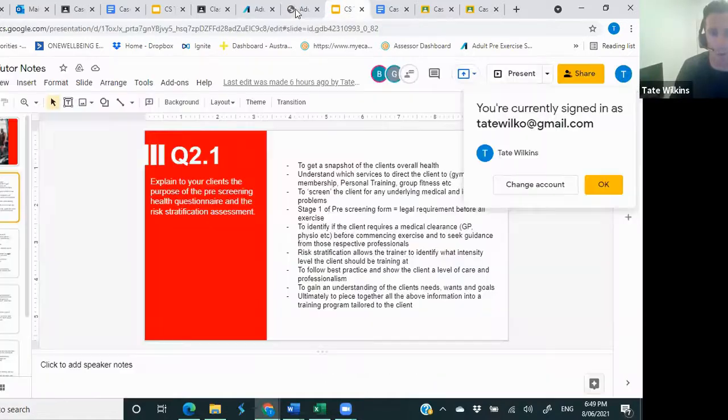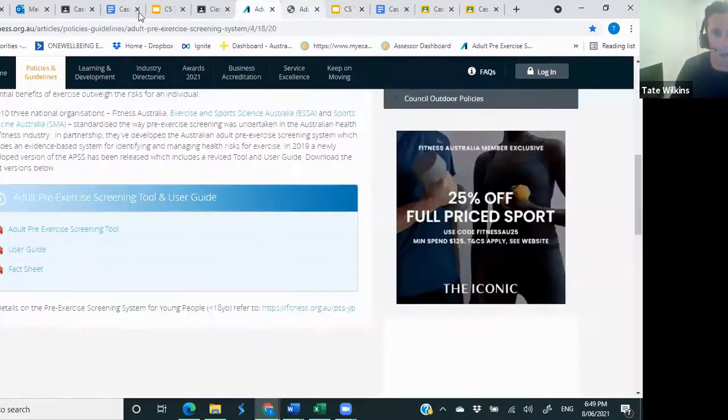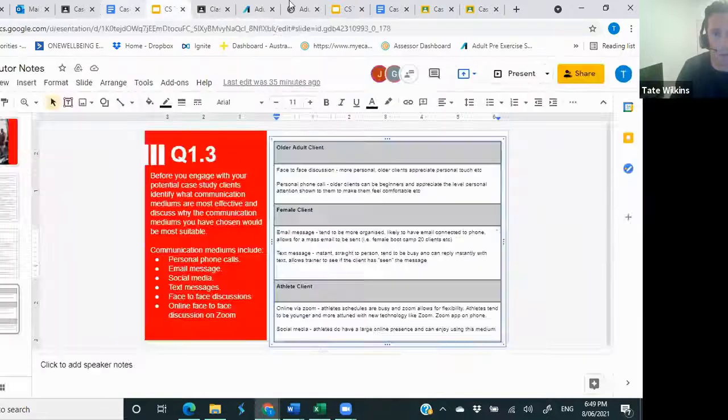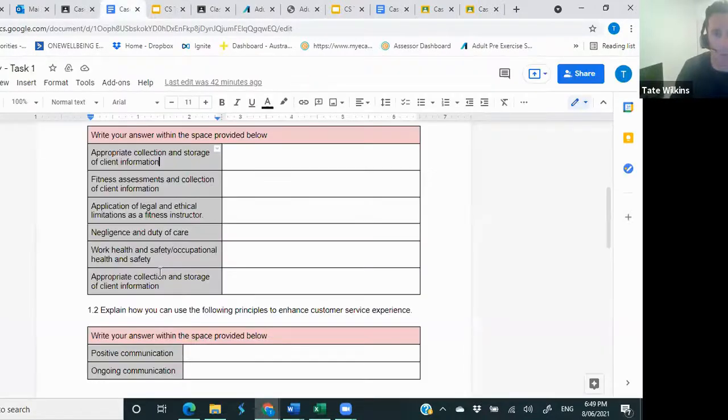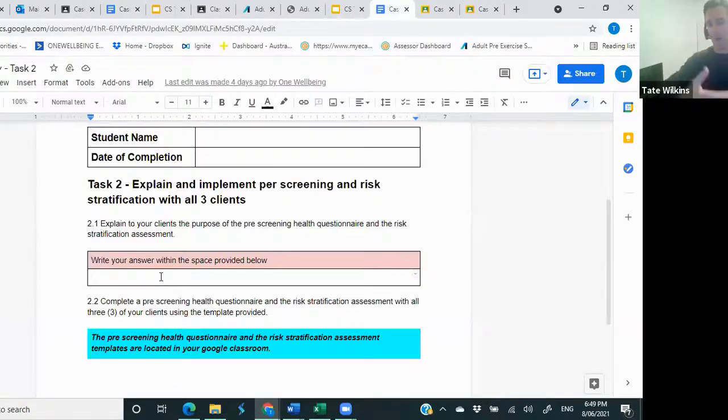So the first one, as Braden said, I've got everything open here. Yep. So for that one there, you just put down the purpose of the pre-screening can include, and then Braden, you said to distinguish their risk factor to work out their level of intensity.